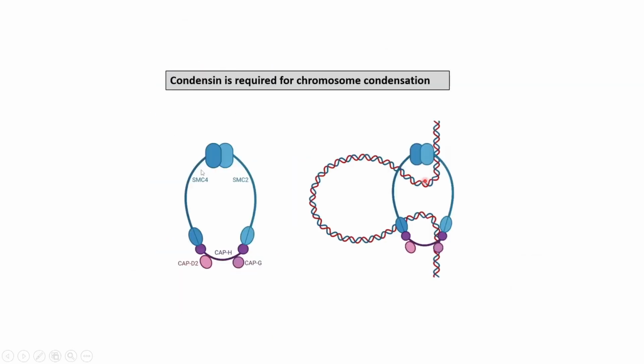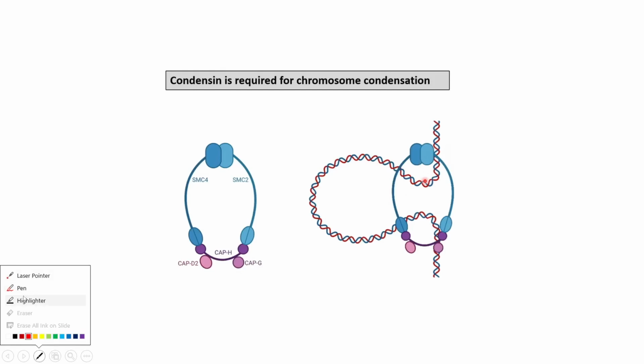So as I told, condensin is the protein which is required for chromosome condensation. Generally the condensin proteins are made up of subunits known as SMC4 and SMC2, with a cap-like structure at the bottom, consisting of CAP-H, CAP-D2 and CAP-G. So the condensin protein attaches to the DNA, the chromatids, and then it condenses them.